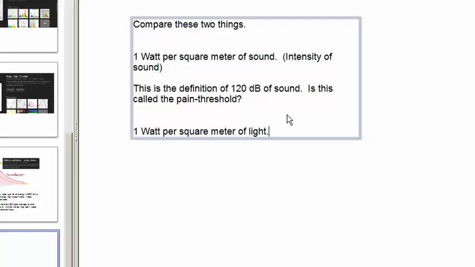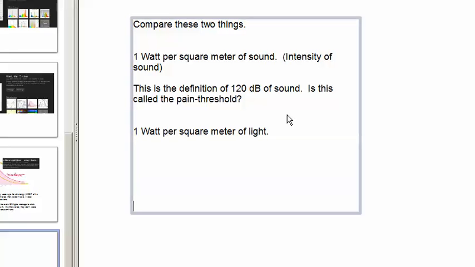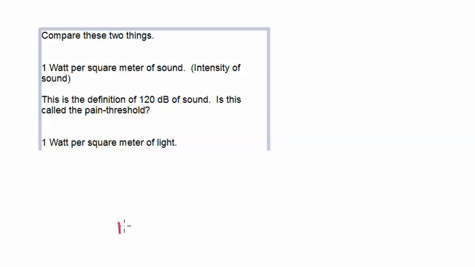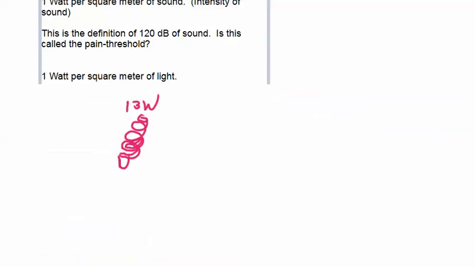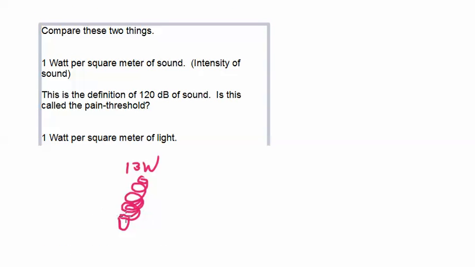Now, let's compare that to 1 watt per square meter of light. Let's take a 13 watt CFL bulb, which would look something like this, because those things have those weird squigglies. And we'll just make that a 13 watt. I don't know why it's that color. Oh yeah, because of the color of this graph up here. Okay, sorry about that.